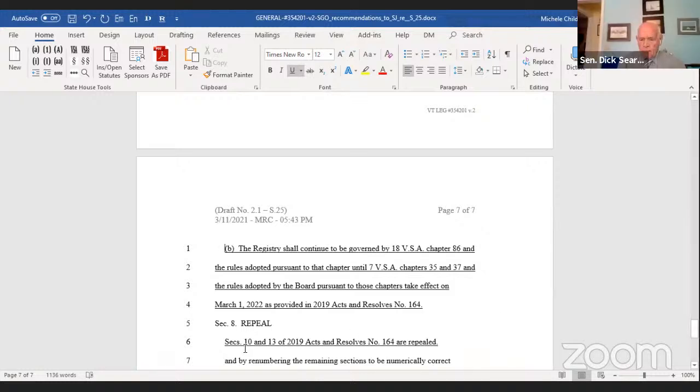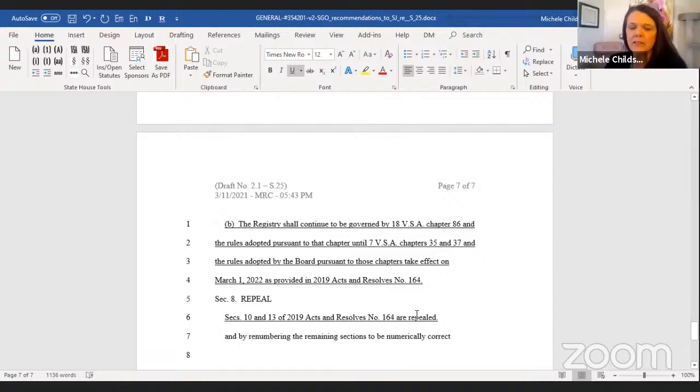Great. Section 8 is just repealing two sections in Act 164 that had the program moving over in March. And that's it.